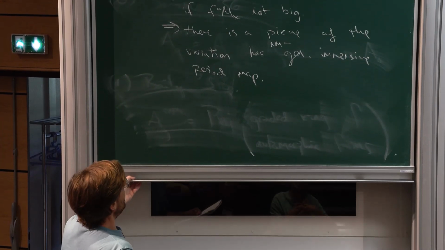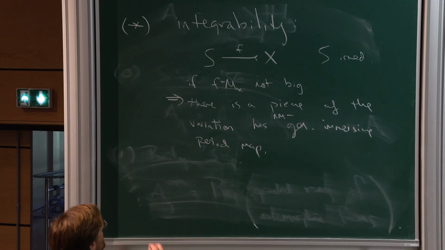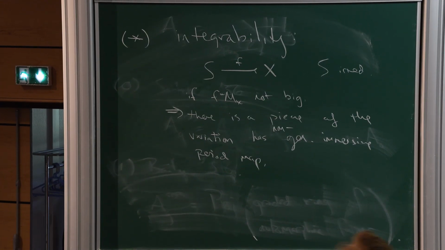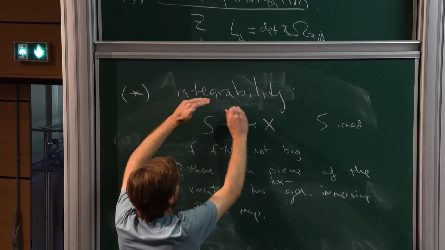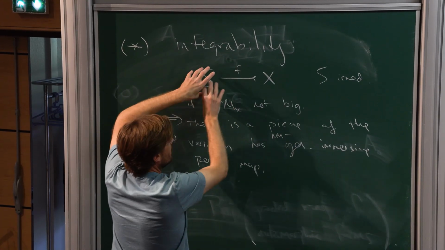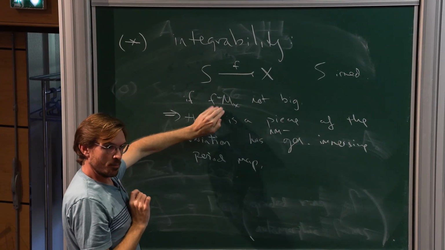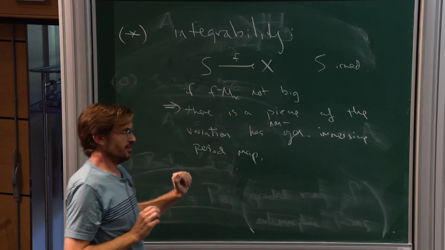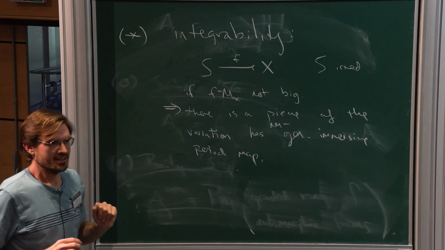Okay, and the second condition is a little easier to understand. What does integrable actually mean then? Sorry, which here was the definition of integrable? So we say the Hodge bundle is integrable if, whenever you have a map from an irreducible thing for which this pullback is not big, then there is a piece of the variation which has a generically immersive period map.